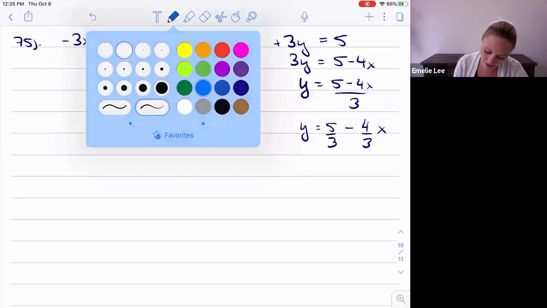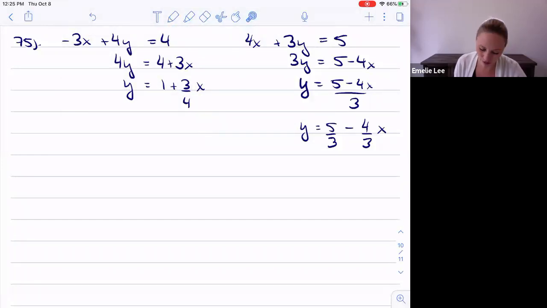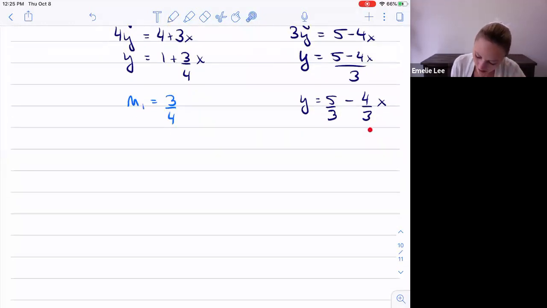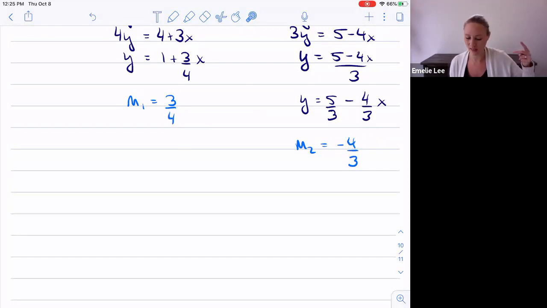So what I've found is that m1 is 3 over 4, and here, m2 is negative 4 over 3. So you could look at these and say, okay, this looks like the negative reciprocal of this. If I flip it and then I take the negative, that's what it would look like. For me, it's easier to just say, if m1 times m2 equals negative 1, then I have proof that these two are perpendicular.